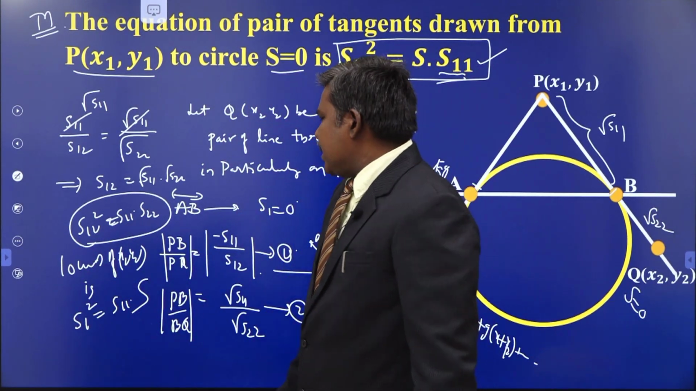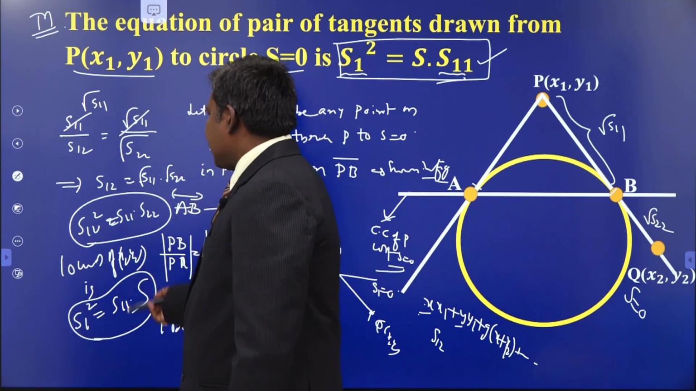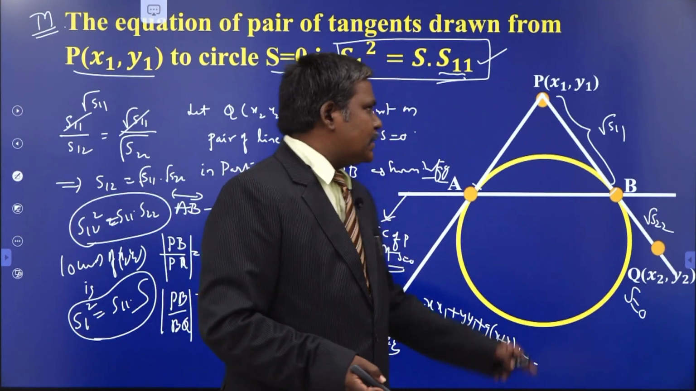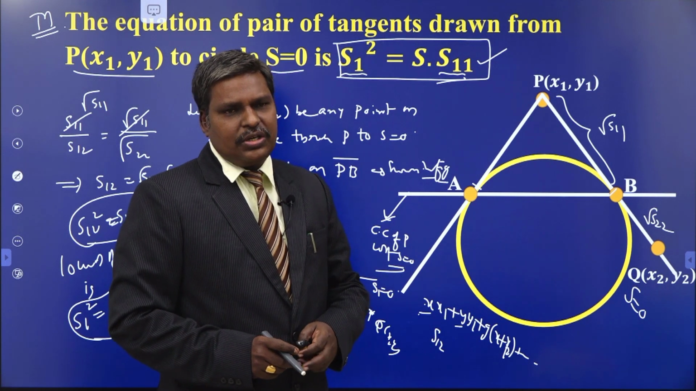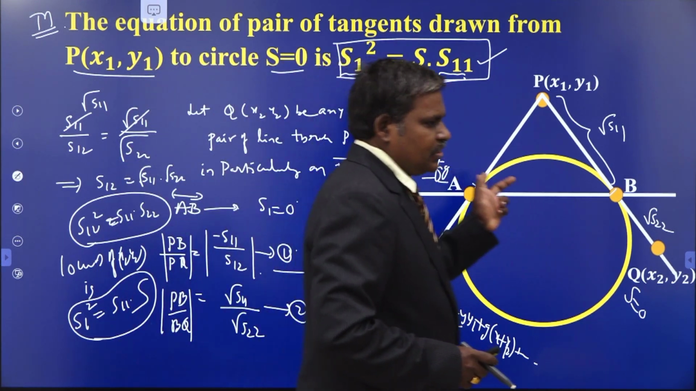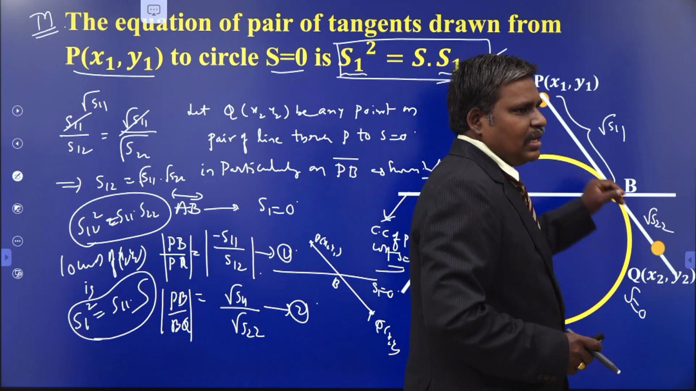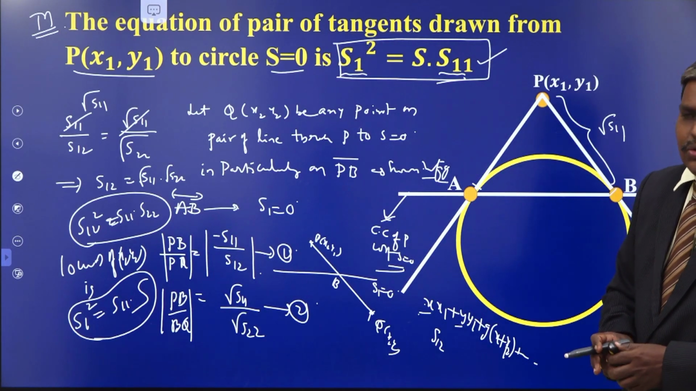So, S1 square is equal to what now? S into S11. So, S1 square equal to S into S11 is the combined equation of the pair of tangents drawn from P (x1, y1) to the circle S equals 0. This is the entire theorem related to the pair of tangents. Once you have the external point and circle, you can immediately write the combined equation, that is S1 square equals S into S11.